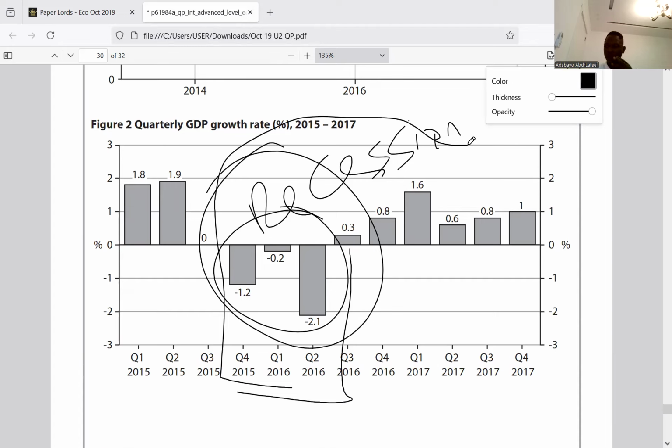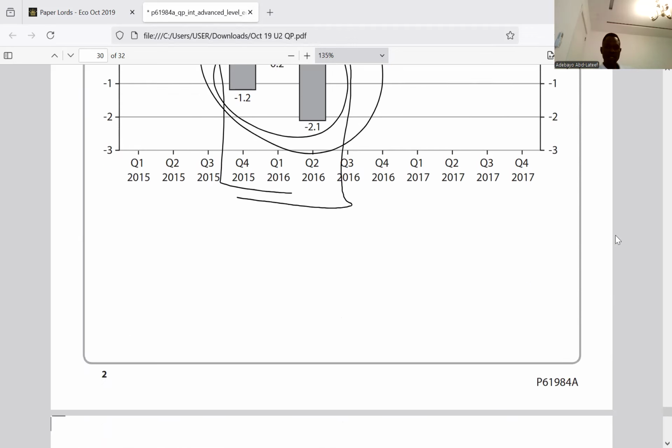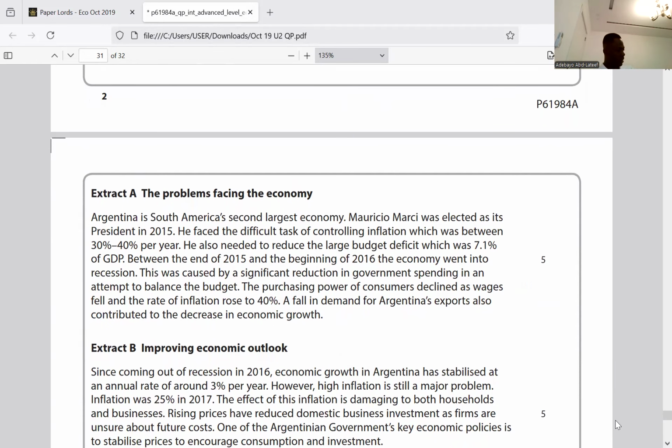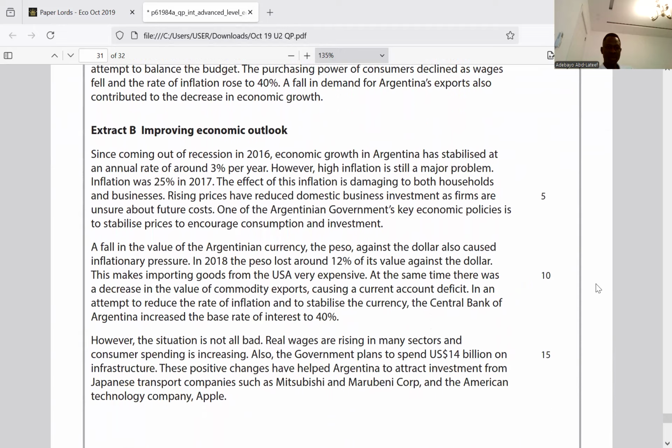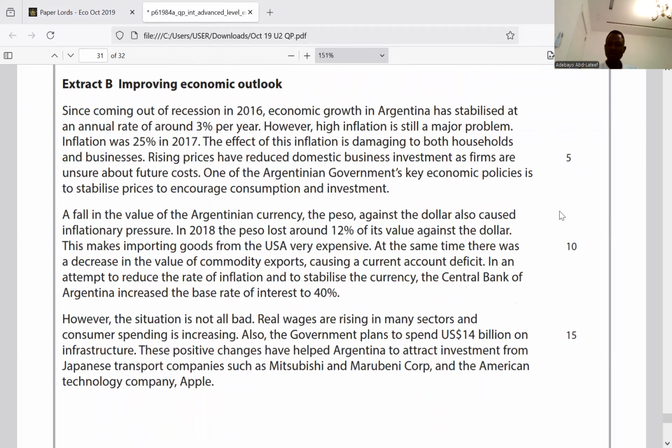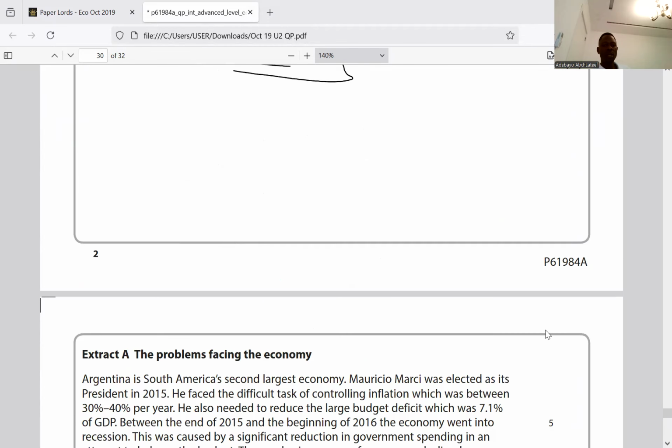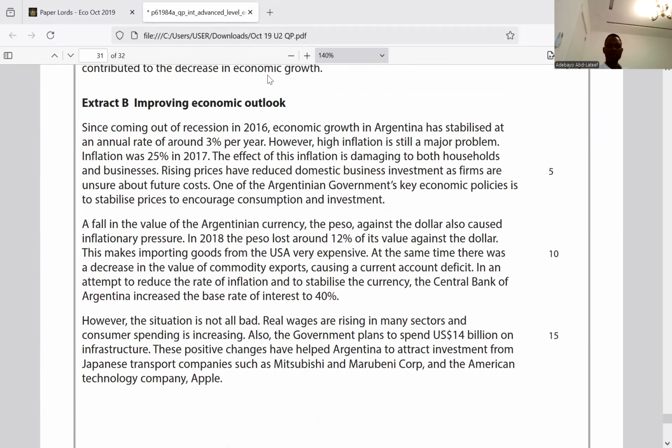So go on. We have question C. With reference to extract B, analyze one possible impact of the fall in the value of the peso on Argentina's current account on the balance of payment. What's balance of payment?